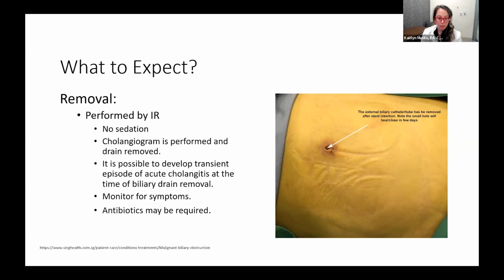And one thing that's important to know is that anytime you're doing any manipulation to these types of tubes, including when they are removed, it's possible to develop a transient episode of cholangitis where you may spike a low-grade temperature or have a little bit of pain. So you need to monitor for those symptoms and contact your team if that occurs. Sometimes you'll even be prescribed a preemptive dose of antibiotics just in case this were to happen.